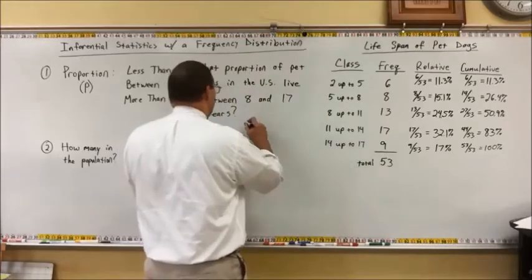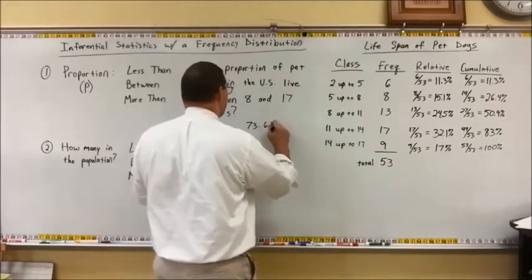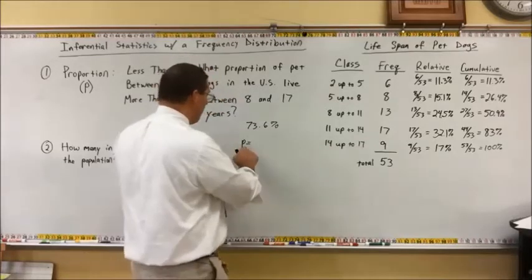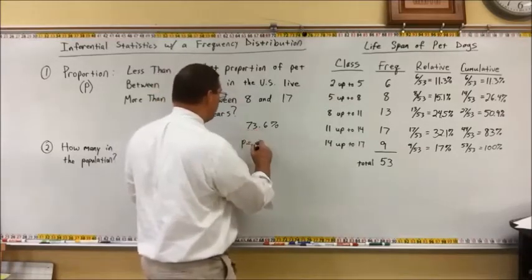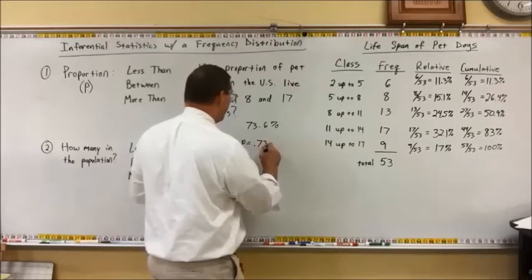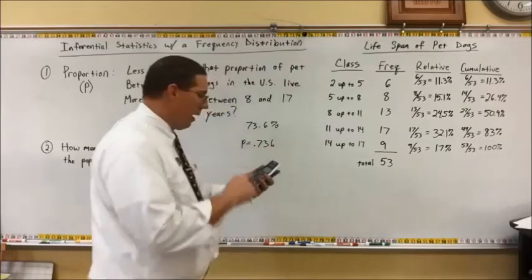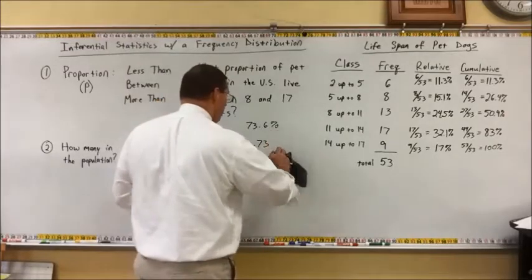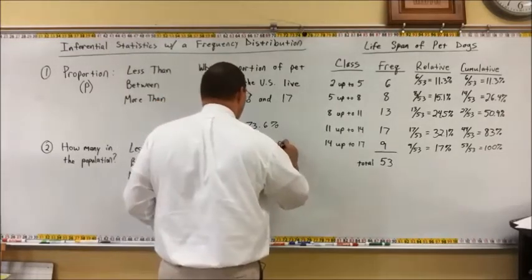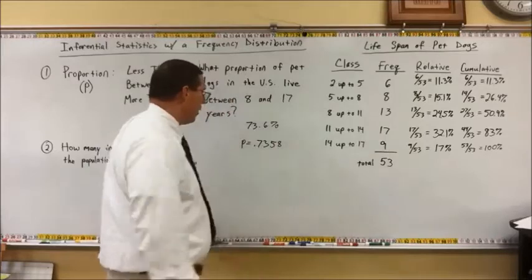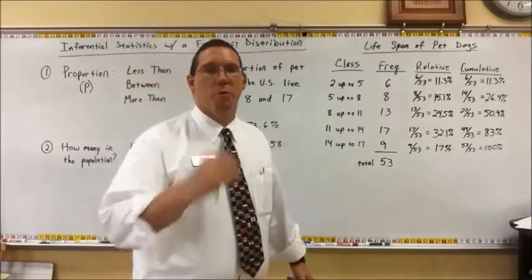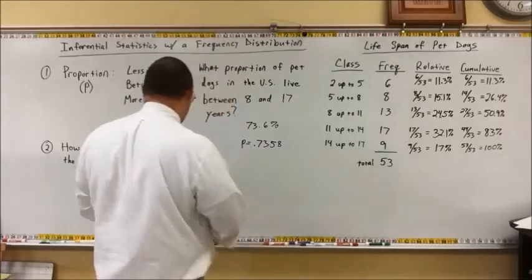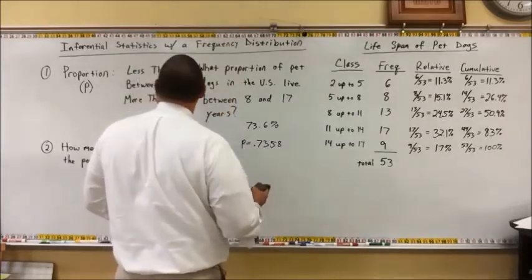So it's 73.6%, or you can say P as a decimal. The proportion is equal to, move the decimal point over 2 places, 0.736. Now actually in the calculator it says 0.7358. So if you wanted to write 0.7358, that would also be correct. Because a lot of times our p-values go out to 4 decimal places. All right, let's try, well, you know what?